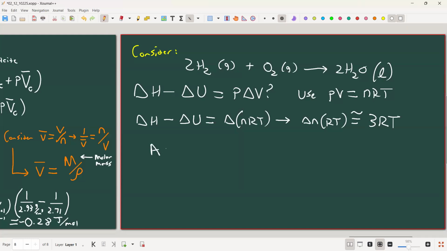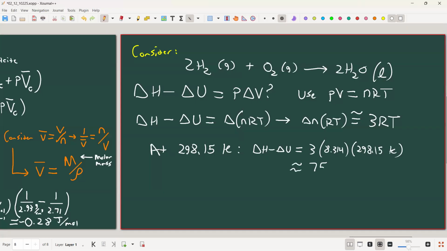And so at 298 Kelvin, delta H minus delta U is equal to minus 3 times 8.314 times 298.15 Kelvin. This is approximately 7.5 kilojoules per mole. It's a minus sign because we lose 3 of them.